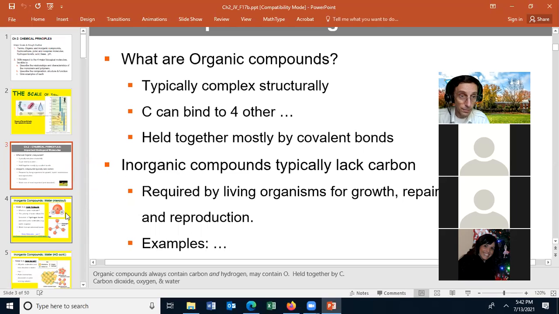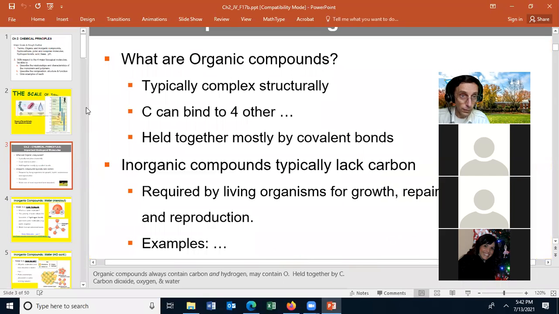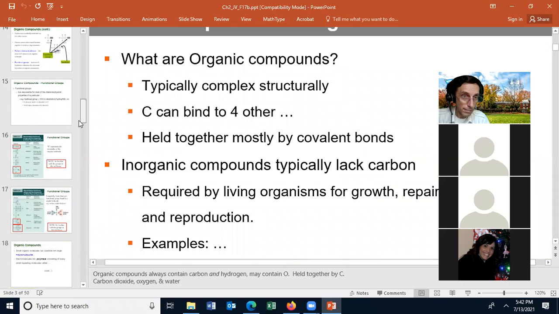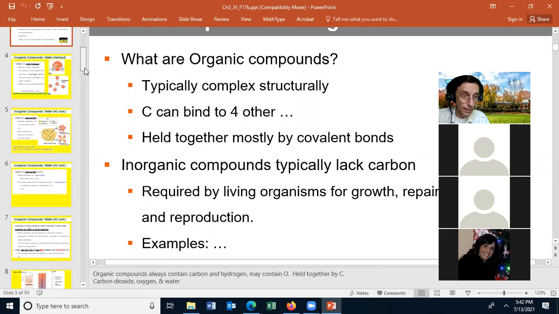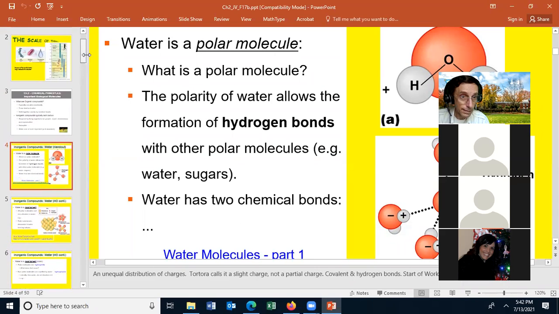Organic compounds are chemically more complex, and we'll talk about them later in the lesson. So I'll give you an example of an organic compound later in the lesson. All right. Is that next? Yes, all right.